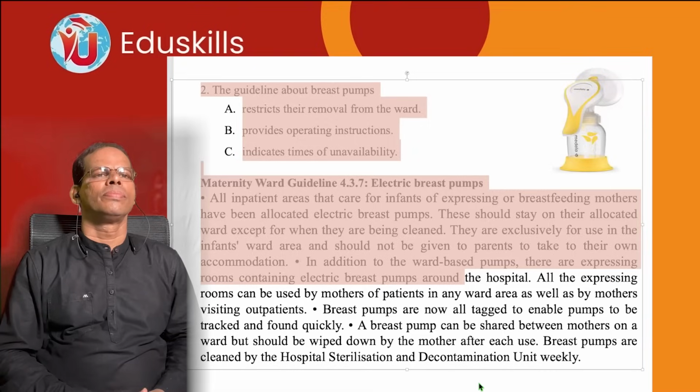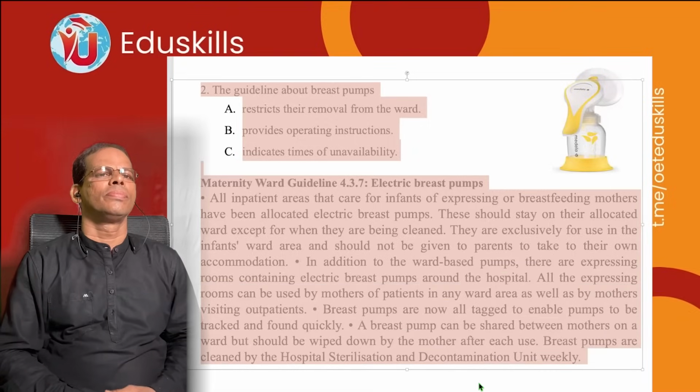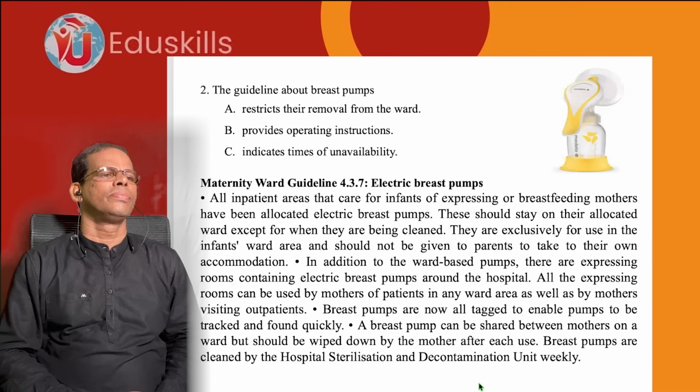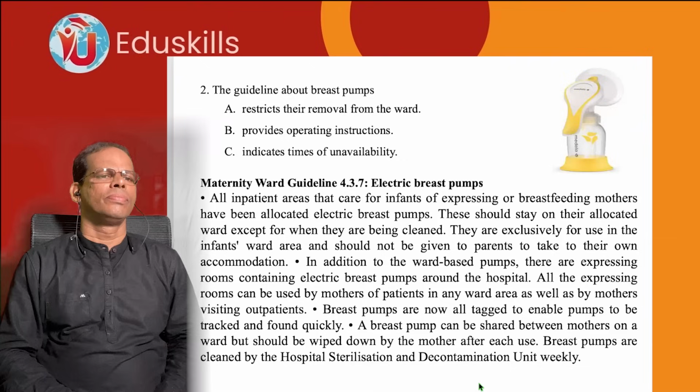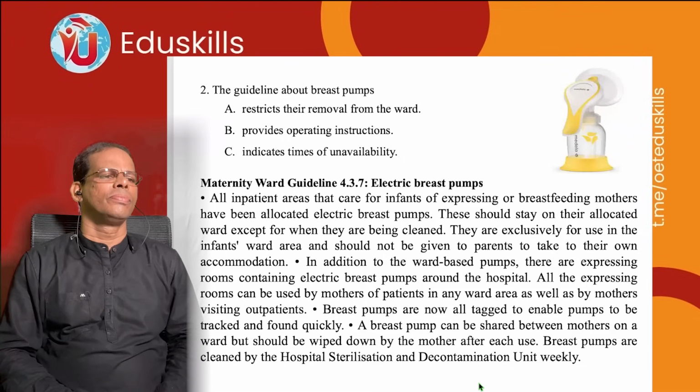The guideline about breast pumps restricts their removal from the ward, provides operating instructions, indicates times of unavailability. Maternity ward guideline 3.7, electric breast pumps. All inpatient areas that care for infants of expressing or breastfeeding mothers have been allocated electric breast pumps. These should stay on their allocated ward except for when they are being cleaned. They are exclusively for use in the infants ward area and should not be given to parents to take to their own accommodation in addition to the ward-based pumps.